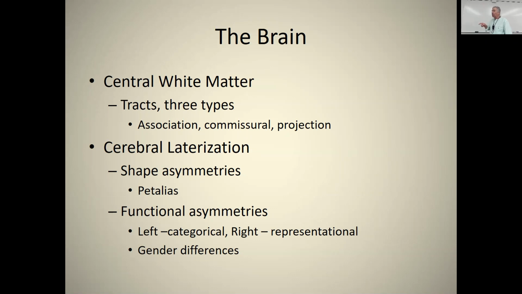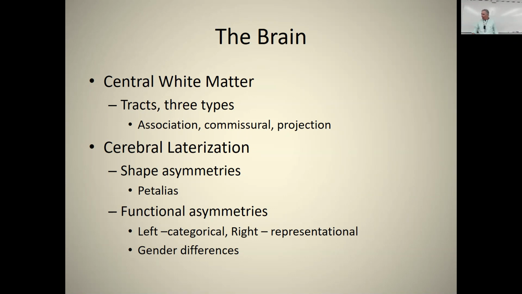And then finally, projection tracts are either inferiorly projecting tracts or superiorly projecting tracts. That is, areas of the cerebral cortex communicating with lower areas in the brain, or lower areas of the brain communicating with the cerebral cortex. Those would be projection tracts.